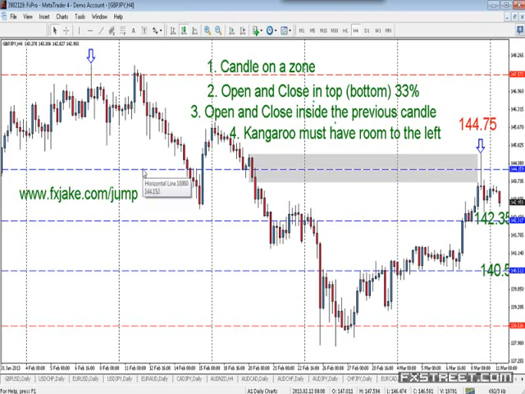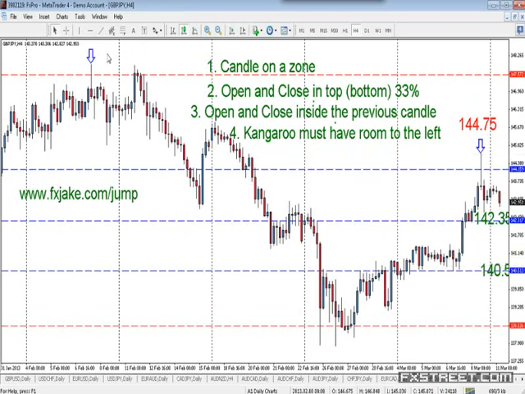Okay, so we've got this Kangaroo Tail here. Let's go to the 5th one here. We've got it on a zone. We've got it open and close in the bottom 33% of the candle. The lower the better, by the way. We've got the open and the close inside the previous candle's range because they're both below the high of this candle. The high of that previous candle is 143.68, and my open and close are definitely below that. And then I have room to the left here, which is this shaded area, which suggests that this could be a swing point for this pair.